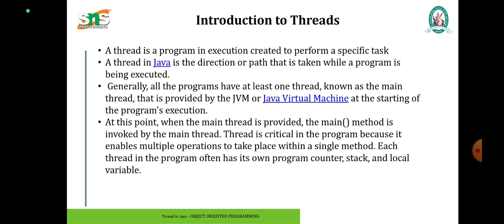At the starting of the program execution, at the starting of each and every program, we used to give main, that is one of a thread. At this point, when the main thread is provided, the main method is invoked by the main thread. Thread is critical in the program because it enables multiple operations to take place within a single method. Each thread in the program often has its own program counter, stack, and also the local variable.